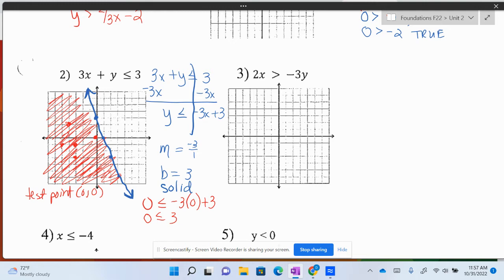So basically just solving for y, and then graphing it, and then shading the area that makes it true. That's exactly what we're doing.